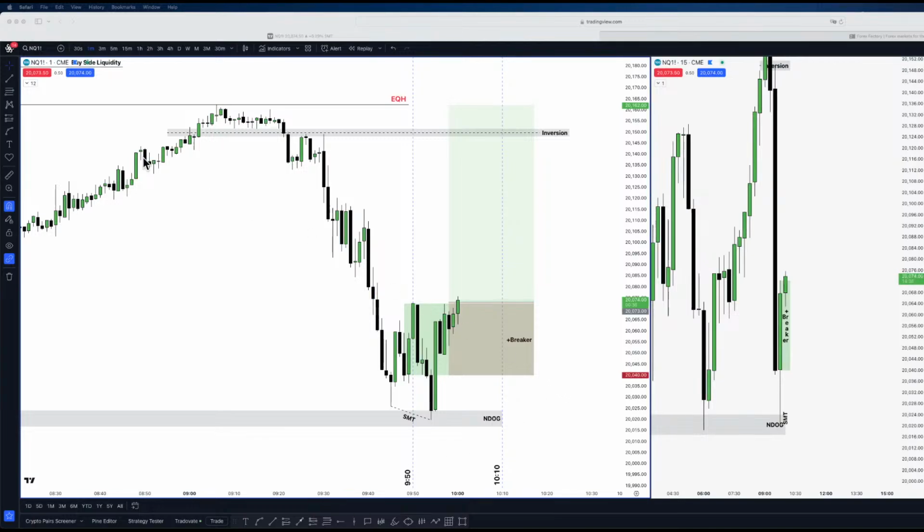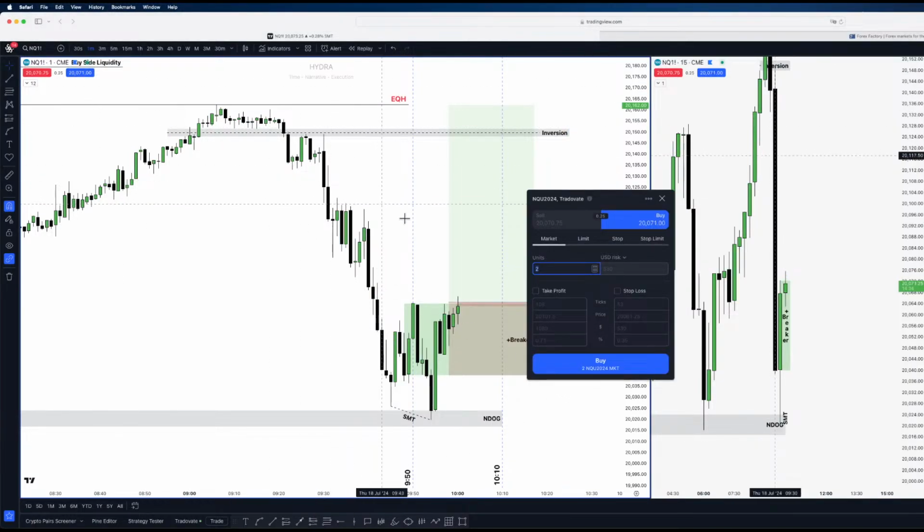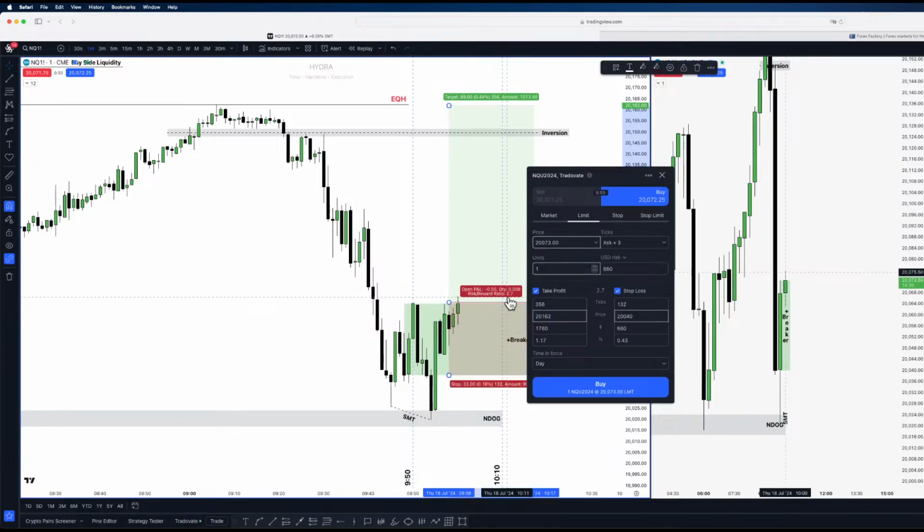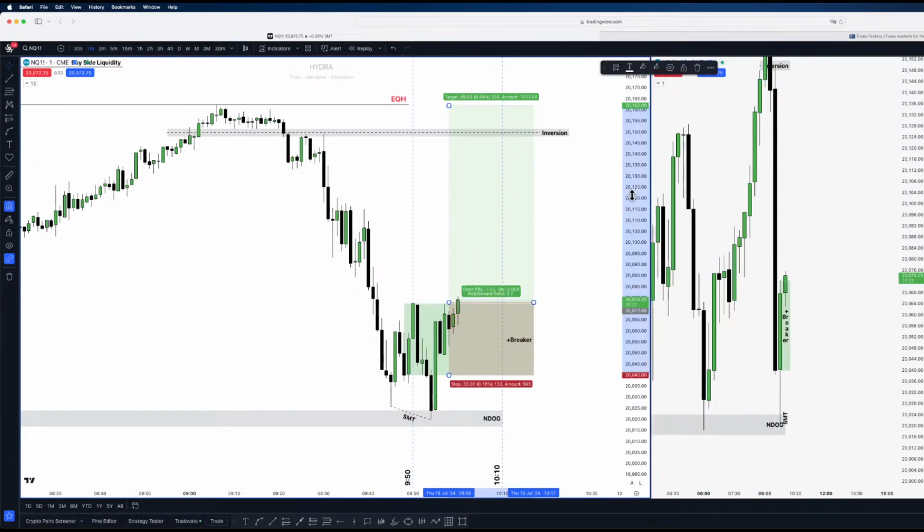Okay, so I wanna see price closing a body above, all right? I'm just gonna do one contract. That's giving me a risk of $660 on a 150k funded account. So let's see.